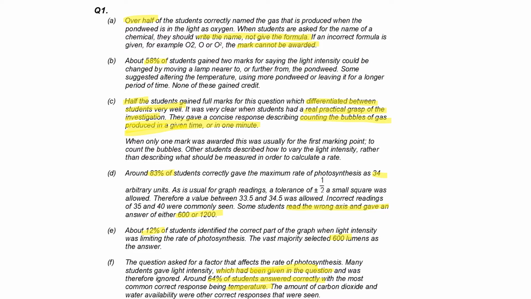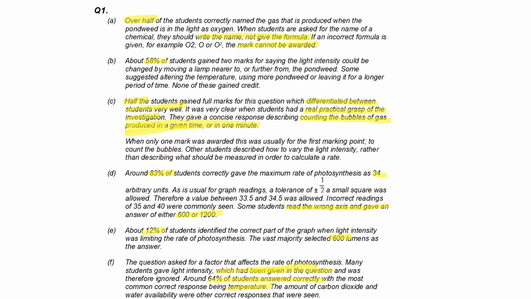It was very clear when students had a real practical grasp of the investigation. They gave a concise response describing counting the number of bubbles of gas produced in a given time or in 1 minute. When only 1 mark was awarded, this was usually for the first marking point, to count the bubbles. Other students described how to vary the light intensity rather than describing what should be measured in order to calculate a rate. So they were getting confused between the independent variable and the dependent variable.